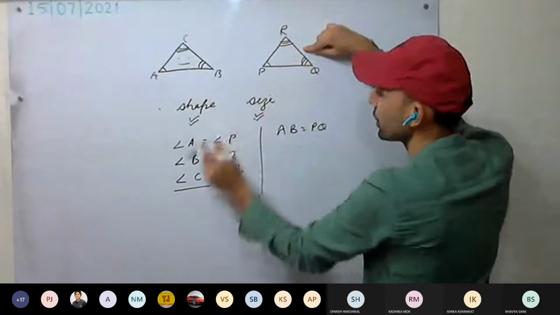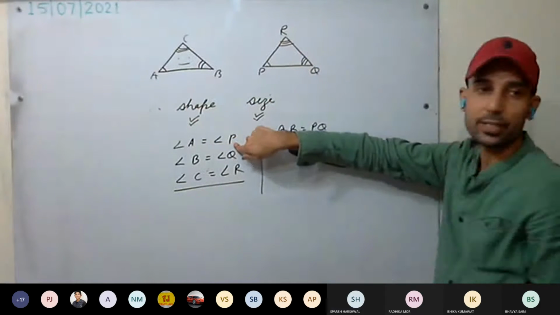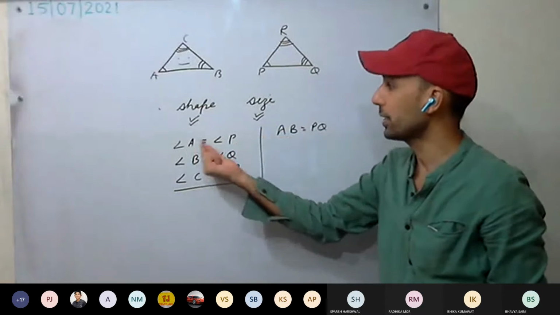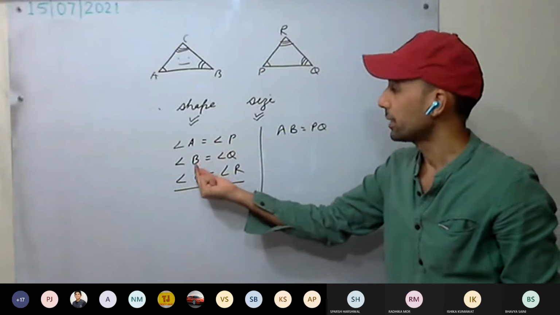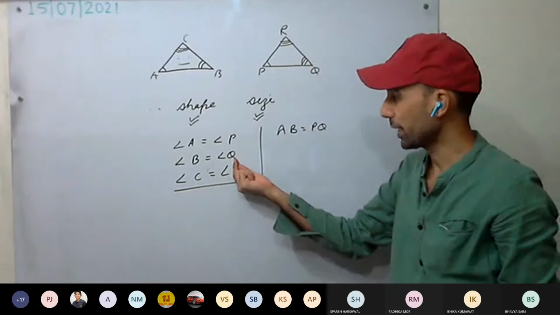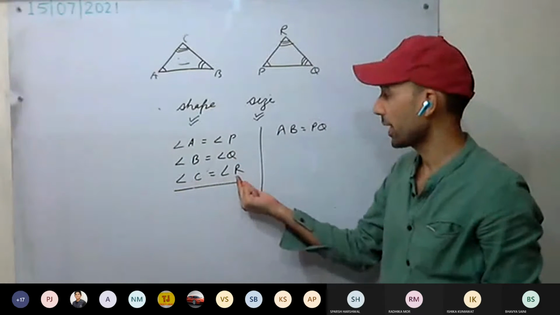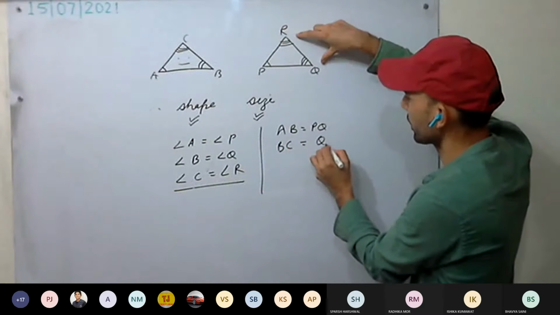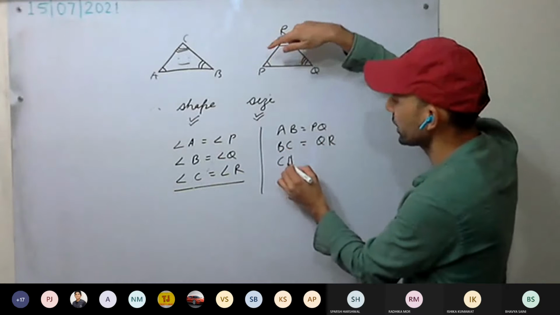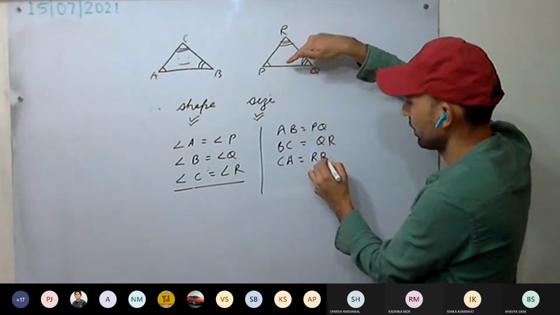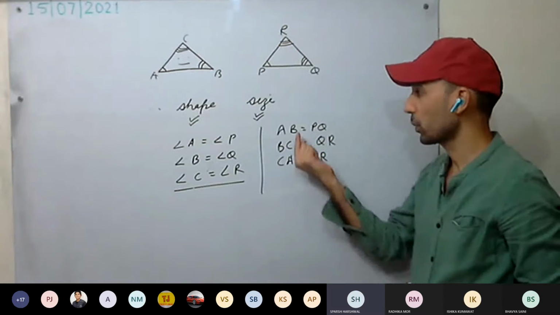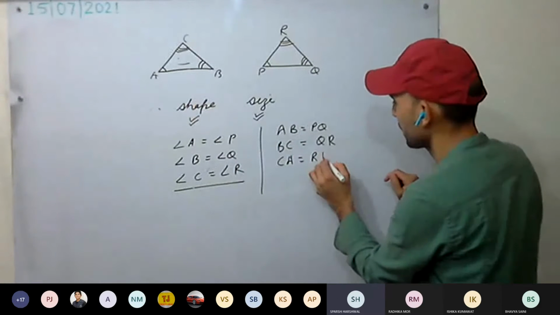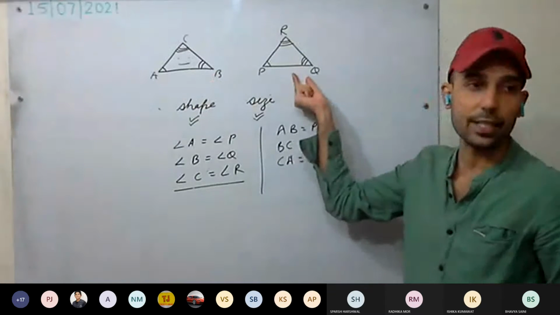Sides opposite to the equal angles are also equal. That is, side opposite to angle A is equal to side opposite to angle P. Side opposite to angle B equals side opposite to angle Q. Side opposite to angle C equals side opposite to angle R. So AB equals PQ, BC equals QR, and CA or AC equals RP. Corresponding sides are equal.